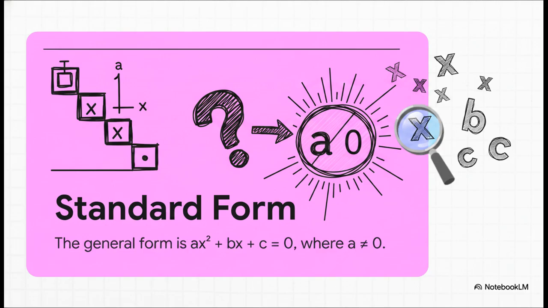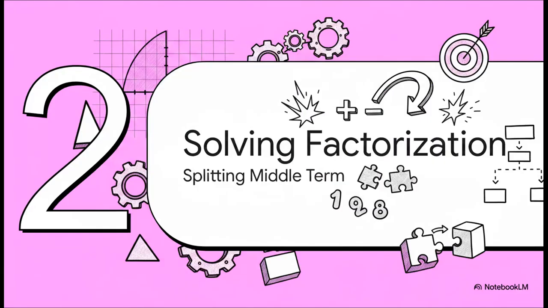But hey, pay really close attention to that little condition there. a absolutely cannot be equal to 0. Why? Well, think about it. If a is 0, our x squared term completely disappears, and suddenly we just have a boring old linear equation. The x squared is literally what makes it quadratic. Getting your equation into this neat descending order of powers is step number 1 for literally every single solving method we're about to discuss.